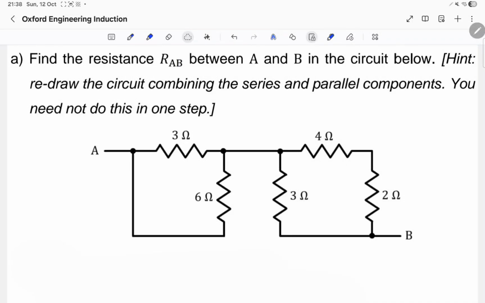Hello and welcome back. Today we'll be doing a question from the Oxford Engineering Science Induction Pack at the Oxford University Department of Engineering website.